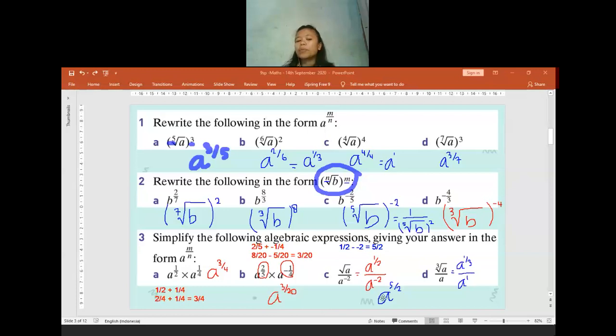Now we can simplify the power. It's division, so we can subtract the power. 1 per 3 minus 1. How many? So we can make the denominator the same. 1 per 3 minus 3 per 3 equals negative 2 by 3. So the final answer will be A to the power of negative 2 per 3.